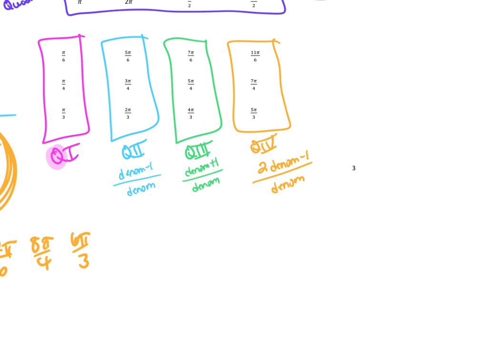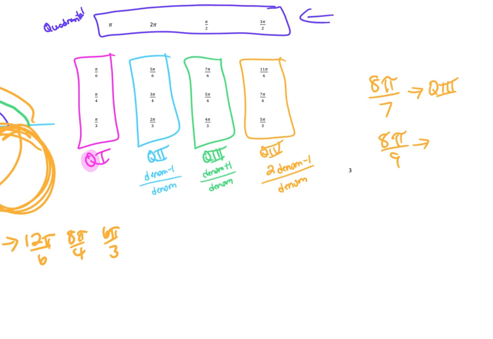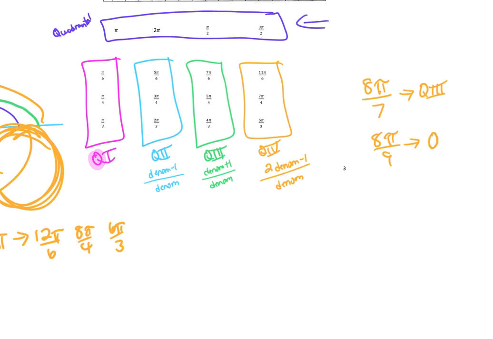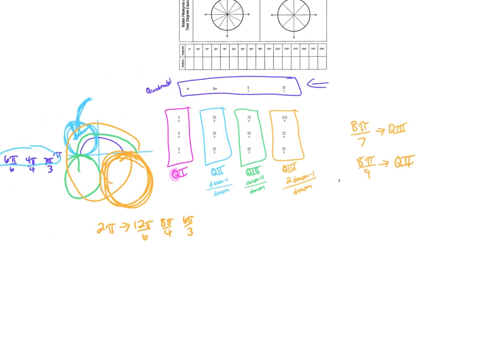As an example, if I give you 8 pi over 7, what quadrant is that in? Say that again? 3. And we know that because the numerator is 1 more than the denominator, right? If we're at, I don't know, 8 pi over 9, what quadrant is that? It has to be quadrant 2. So we might not know what the degree measure is, but we know it has to be in quadrant 2 because of that fraction. Please keep that in mind. That can be very, very helpful. Okay? All right, onward.